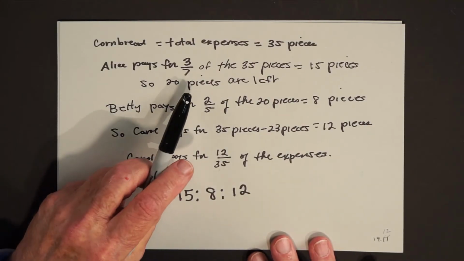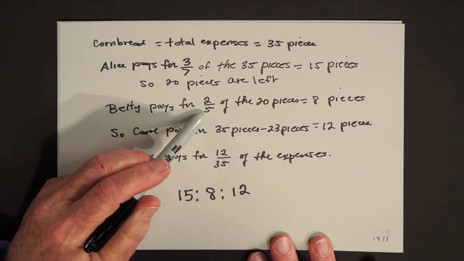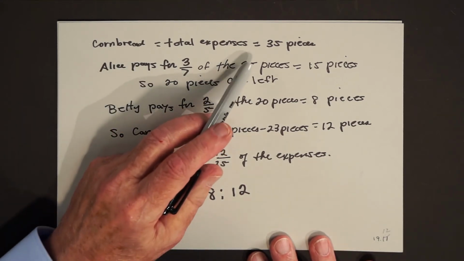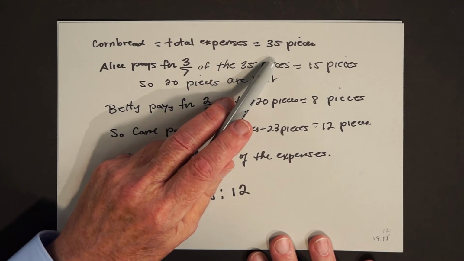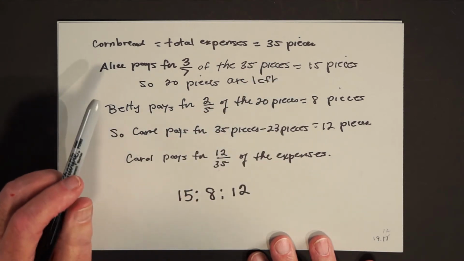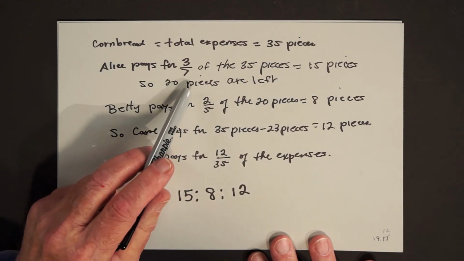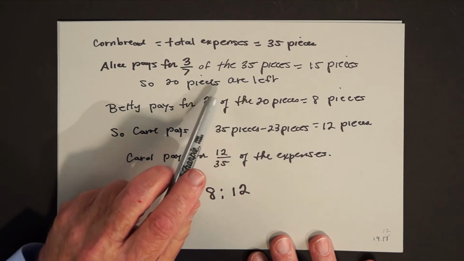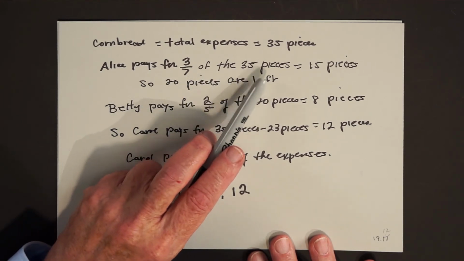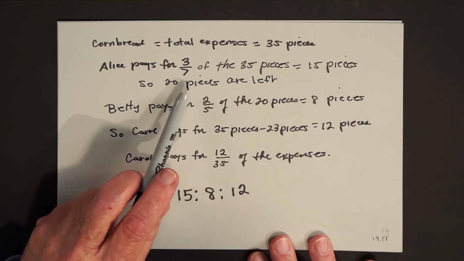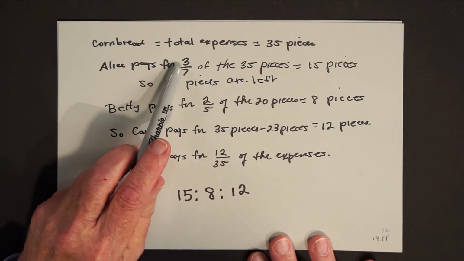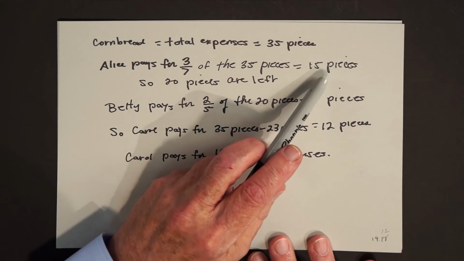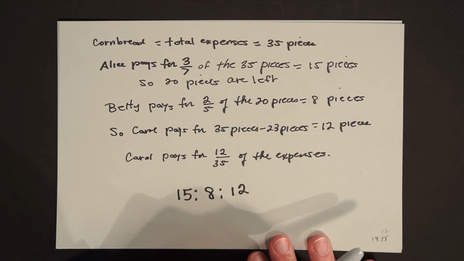Since the cornbread concept is relatively new, let me go through the solution in terms of the cornbread. Seeing that the denominators are 7 and 5, we'll assume that the cornbread has been pre-sliced into 35 pieces of equal size. So in other words, the fact that Alice pays for 3/7 of the expenses means she's paying for 3/7 of the 35 pieces. 35 divided by 7 is 5. 5 times 3 is 15. So Alice pays for 15 of the 35 pieces.